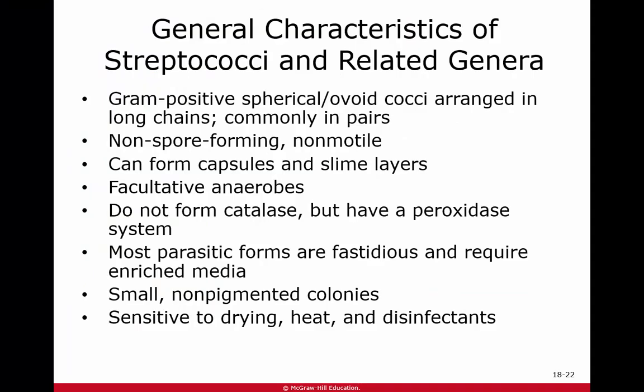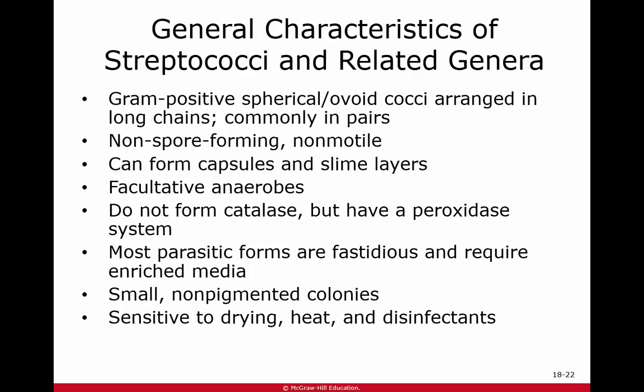Okay, this leads us to talking about Streptococcus and related genera. These are gram-positive. Of course, they're coccus shaped, so they're spherical or ovoid. They can be in long chains, sometimes in pairs. They are non-motile. They can have capsules and slime layers, and they are facultative anaerobes. They do not form catalase.